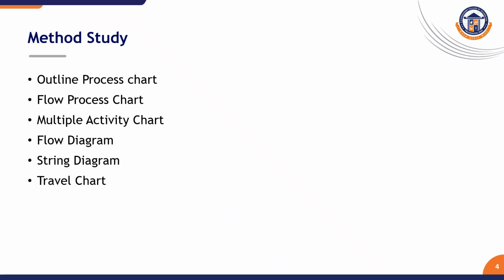The multiple activity chart is the chart which simultaneously records the work being done by a man and the equipment or machine that is working, just to find out the idle time of the machine or the idle time of the labor. Once it is found out, you can allocate more work for the operator, or vice versa, utilize the machine more effectively for the same operator. Either one can be done. Then there is a flow diagram, a string diagram, and a travel chart. We'll discuss these as and when they come.